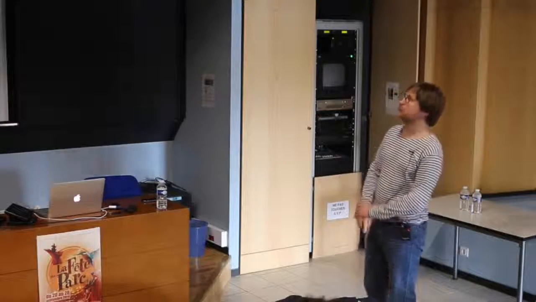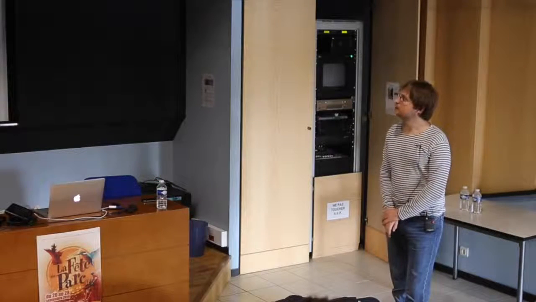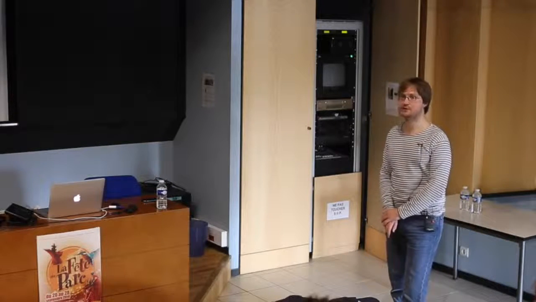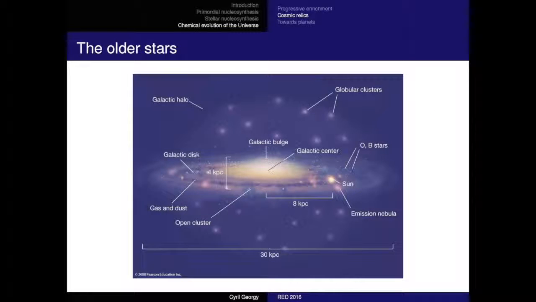So we can try to check this by finding the oldest stars of galaxies, because the oldest stars are supposed to be the least enriched. So we can try to find this kind of stars to check the evolution of the chemical composition of our own galaxy, for example. The older stars are mostly found in what we call the galactic halo.